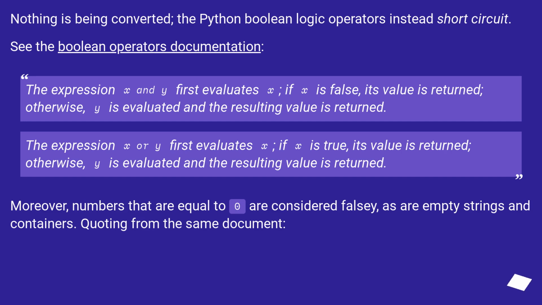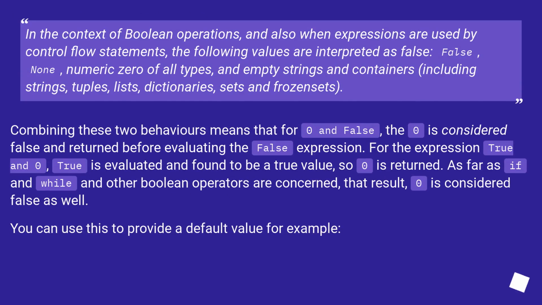Moreover, numbers that are equal to 0 are considered falsy, as are empty strings and containers. Quoting from the same document: in the context of Boolean operations, and also when expressions are used by control flow statements, the following values are interpreted as false: False, None, numeric 0 of all types, and empty strings and containers, including strings, tuples, lists, dictionaries, sets and frozen sets. Combining these two behaviors means that for 0 and False, the 0 is considered false and returned before evaluating the False expression.